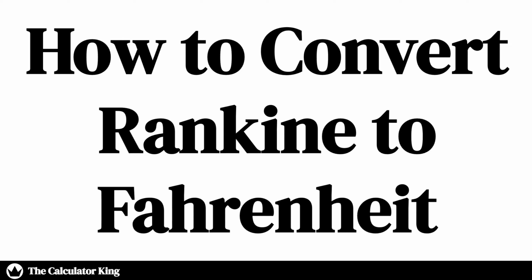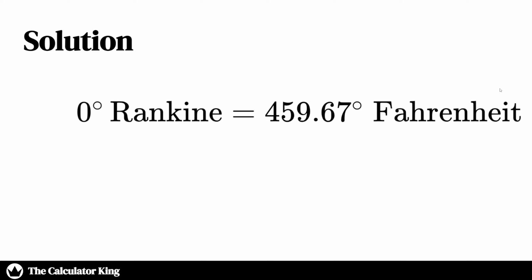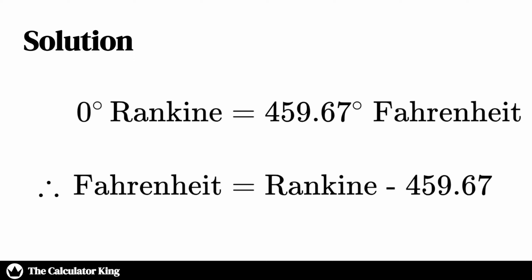How to convert Rankine to Fahrenheit. 0 degrees Rankine equals minus 459.67 degrees Fahrenheit. Therefore, to convert Rankine to Fahrenheit, we subtract 459.67 from the number of Rankine.